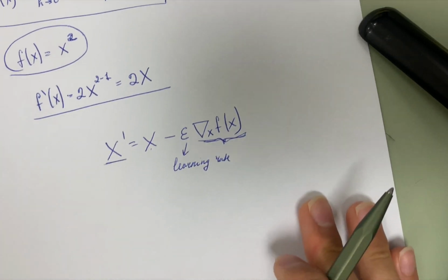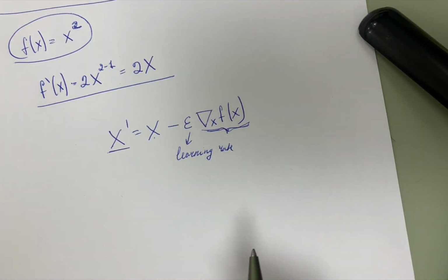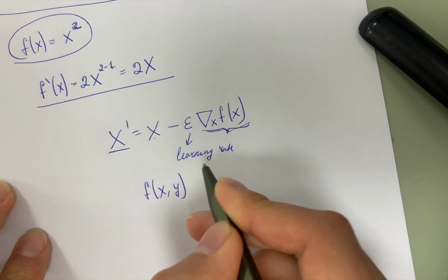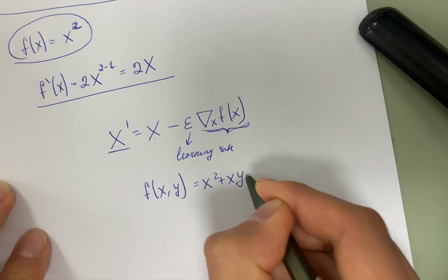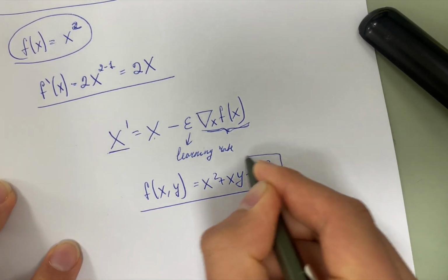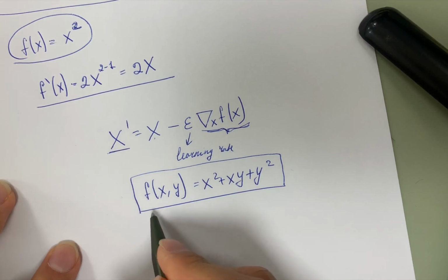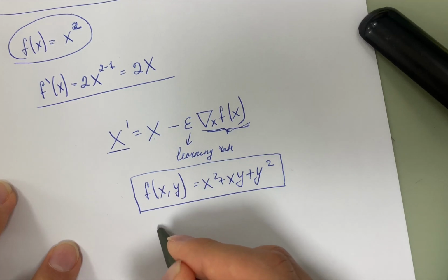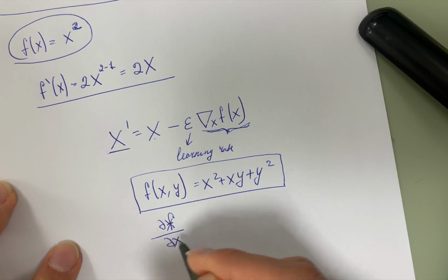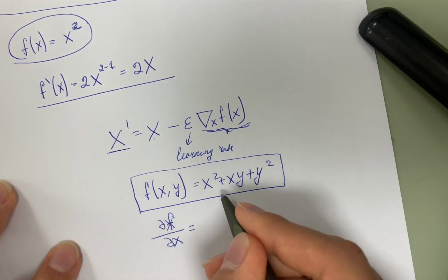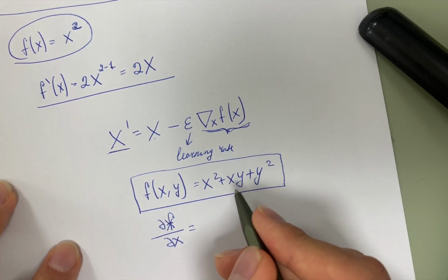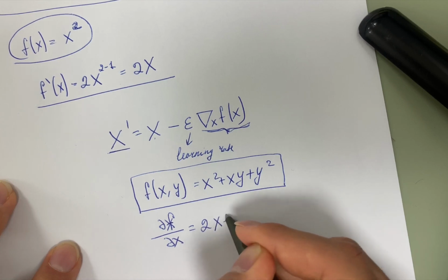So for example, let's use one function, f(x, y). We give two inputs, and f is x squared plus xy plus y squared. Assume we have this function. So the gradient descent of this function with respect to x is the derivative of f with respect to x. With respect to x, it means we will ignore this y. So it will be 2x plus y.